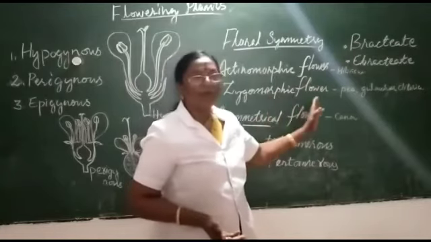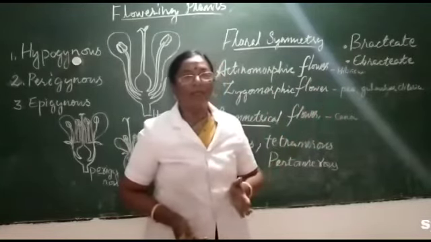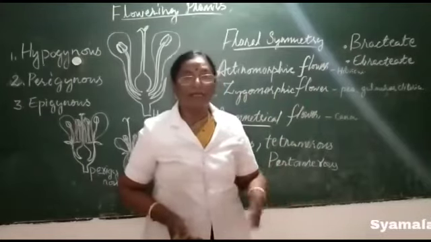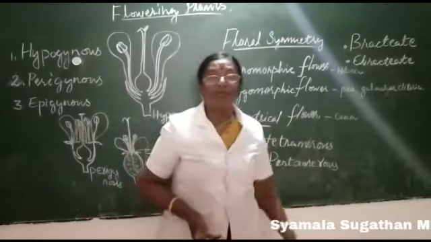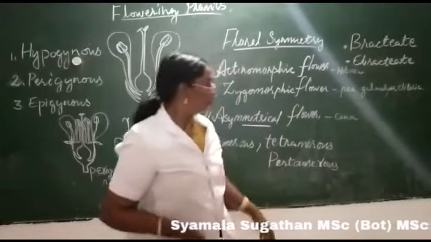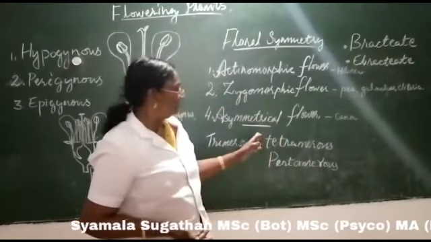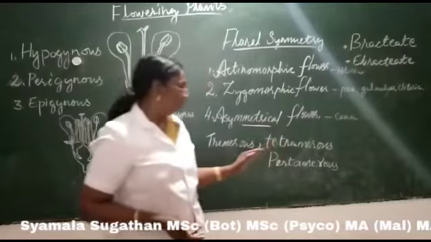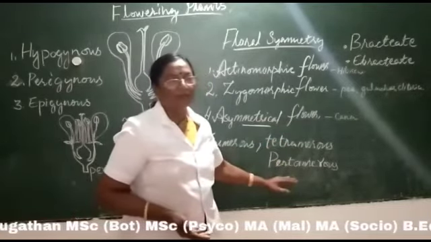The second one can be cut into two equal halves through only one vertical plane into left and right half. And when coming to an asymmetrical flower, it could not be cut into two equal halves through any plane, as in canna. Next, we can see, in the case of flowers, they may be either trimerous, tetramerous or pentamerous.